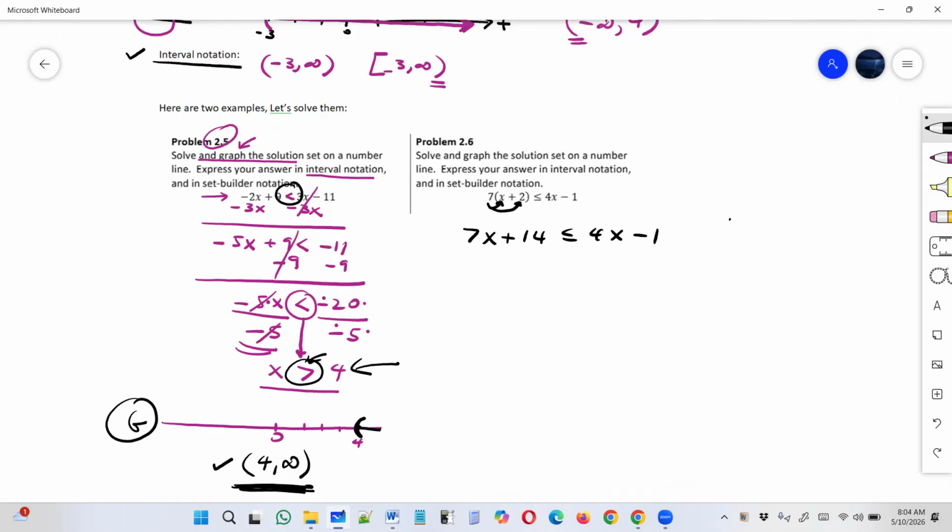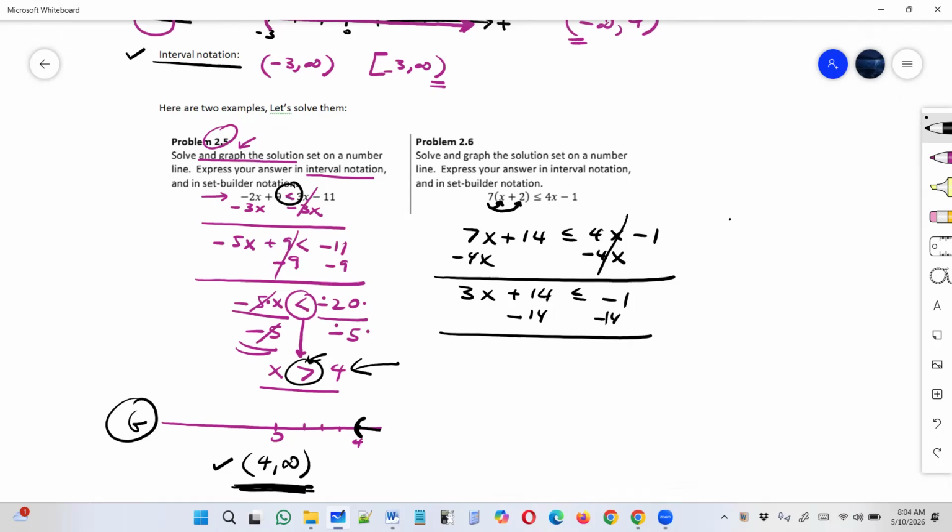And now we solve it at this point as if it were an equation. So minus 4x on both sides. So I get 3x plus 14 less than or equal to, these cancel, negative 1. And we subtract 14 to both sides because we cannot have the number here. So that cancels. And we have negative 15. Now, notice you have to get rid of this 3 right here, but you just divide by 3, not negative 3. So these two 3's cancel.